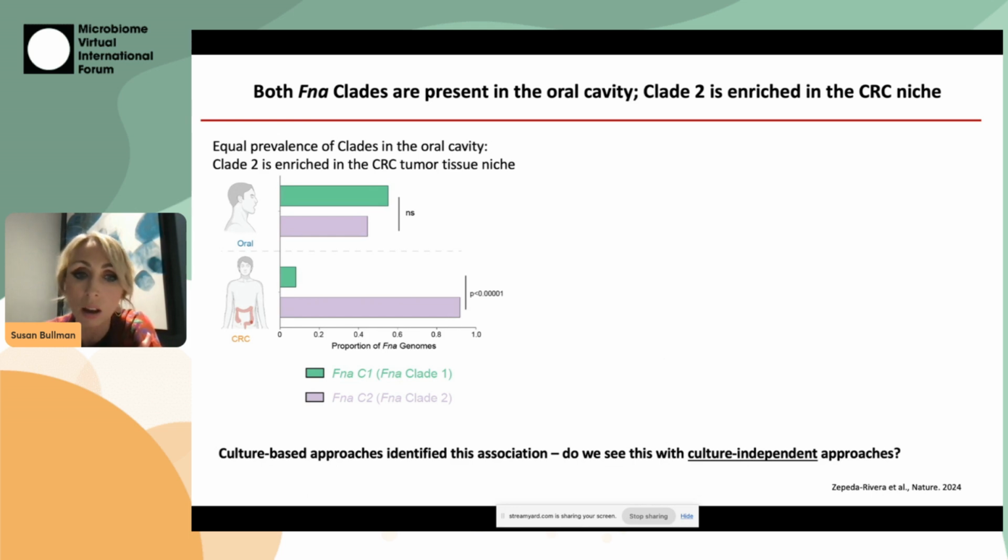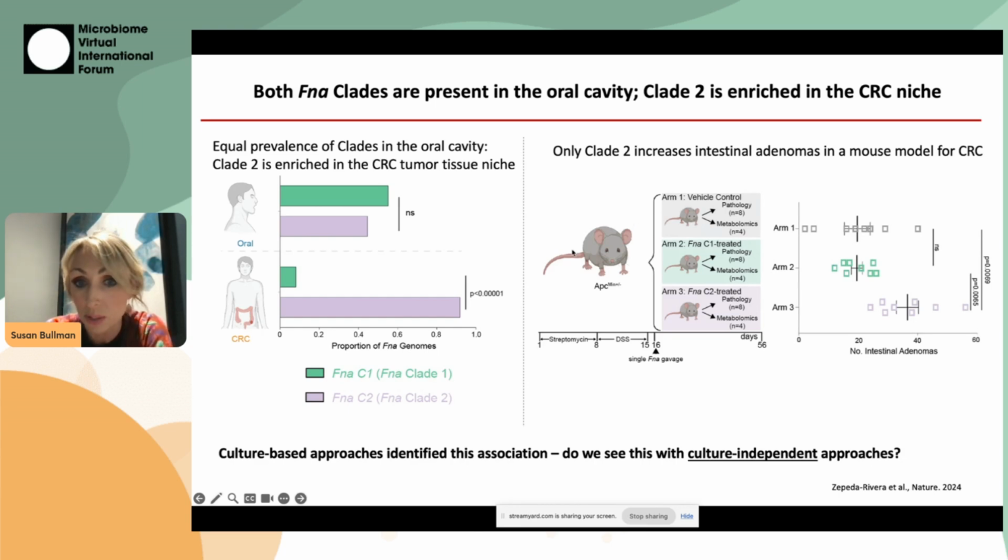And we've identified ethanolamine utilization, phosphodiol utilization, so many processes that are associated with enteric pathogens. We also carried out analyses in a mouse model where we had our vehicle control in arm 1. Arm 2 was this clade 1 treated group through oral gavage, and arm 3 was this clade 2 treated group through oral gavage. And it was only this clade 2 treated group that increased intestinal adenomas. So again, supporting what we're seeing in our patient data, that not all Fusobacterium nucleatum behave the same, and that it's largely this clade 2 group that is enriched in the colorectal tumors.